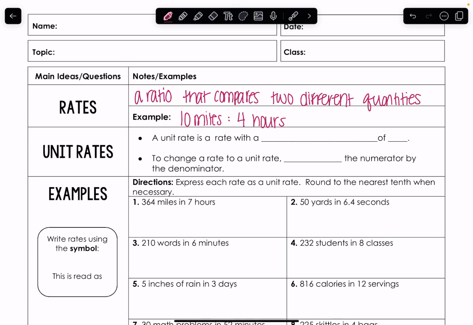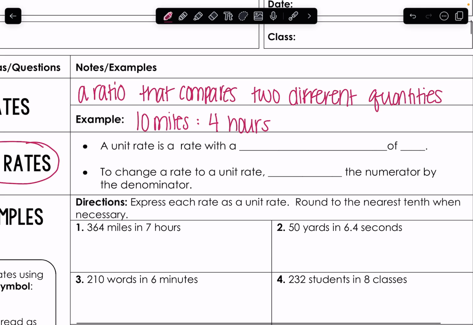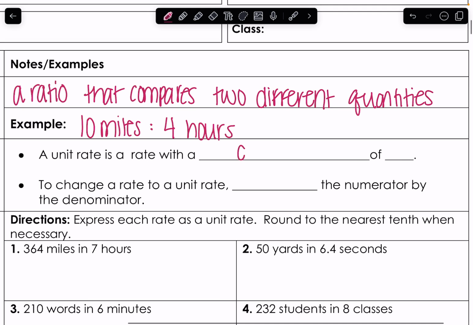Today, we're going to talk about a unit rate. That's where we're headed today. A unit rate is a special type of rate. This one has a denominator of 1. So going back to that 10 miles to 4 hours, I would want to know how many miles I am going in 1 hour. To change any given rate to a unit rate, all we need to do is divide the numerator by the denominator. I'll show you why in a second.